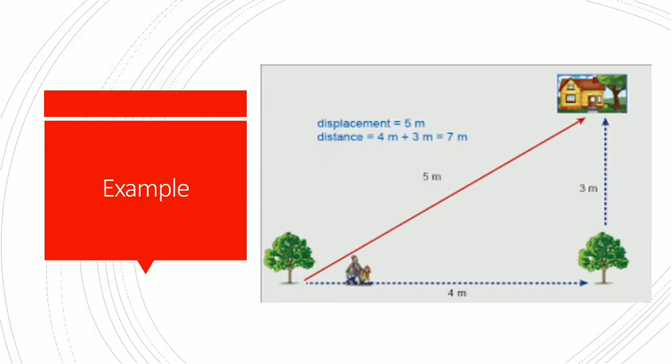For example, in this picture we can easily see that a person who has to reach home will cover a distance along the actual path, and the distance covered by him will be 4 meters plus 3 meters equals 7 meters. But for the same initial position to the final position, from the tree to the home, the displacement is actually 5 meters, which is the shortest path. So there is a difference between distance and displacement, because displacement is the shortest path to reach from one point to another point.